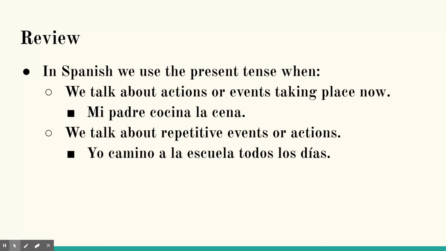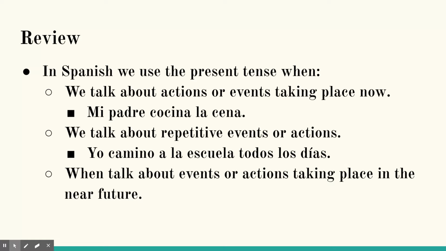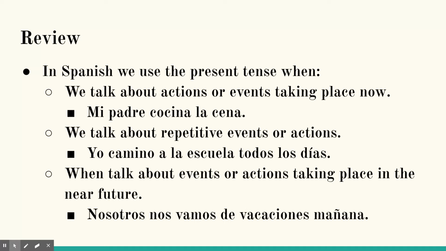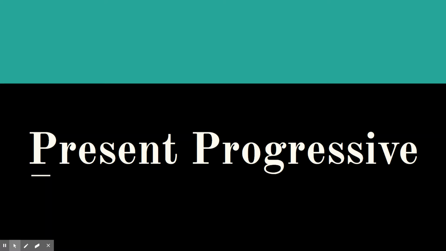Now, with this sentence, I can use the present tense not because I'm doing the action now, but because it happens all the time and it's something common that I do. And finally, we use the present tense to talk about events or actions taking place in the near future. If we know that something is really going to take place for sure, we can use the present tense. For example, nosotros nos vamos de vacaciones mañana. We're leaving on a trip tomorrow morning. So, this is a quick review on when to use the present. Now, let's talk about the new concept, the present progressive.